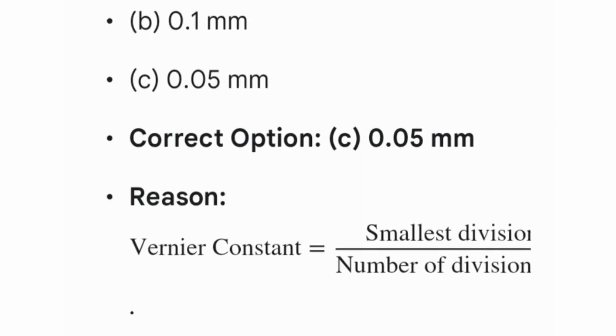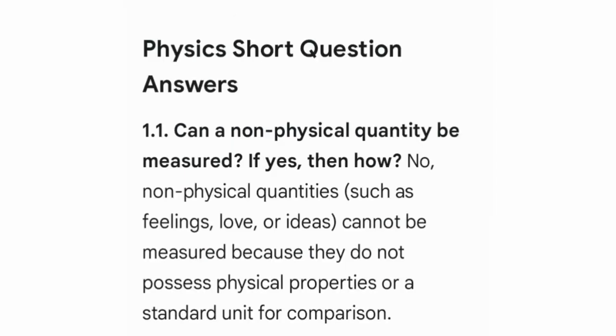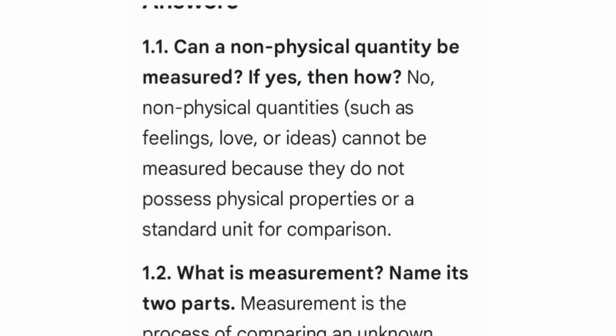Correct option is 0.05 millimeter. Reason: vernier constant is given by smallest division over number of divisions. When you divide the new smallest division by the number of divisions, you get 0.05 millimeter. Let us answer the short questions given in the exercise. Please keep the book along with you to understand the answers more clearly.